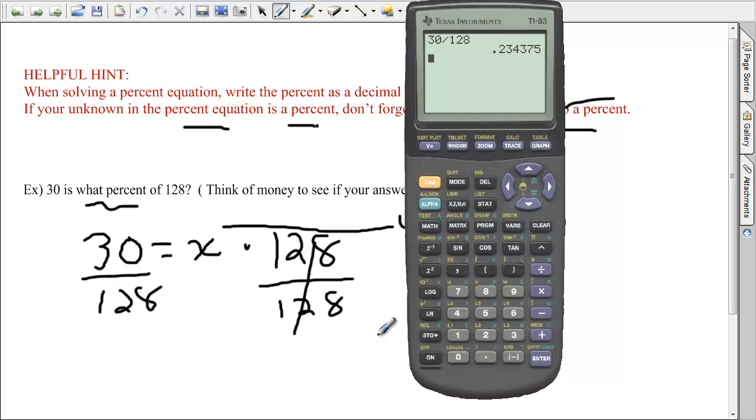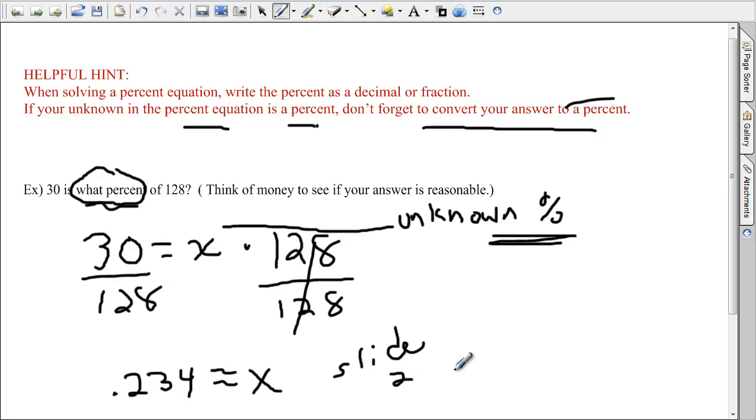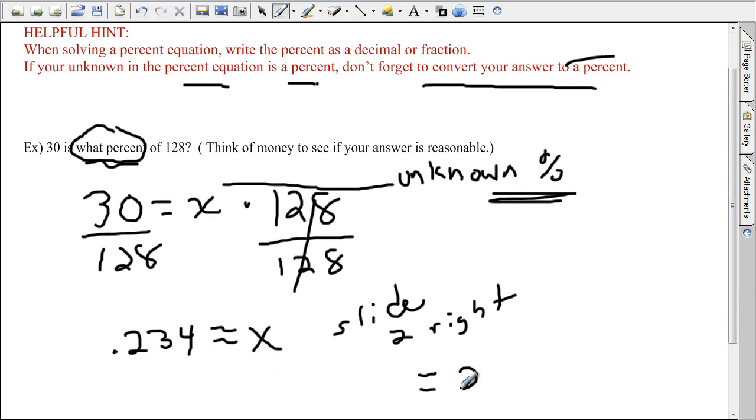You have about 0.234, and that's rounded, of course. So 0.234 is approximately x. But again, our final answer, we were looking for a percent. So you have to remember to convert your decimal back to percent. Big note to self, slide 2 units right. Remember how to convert from decimal to percent. So then that means that we're looking at approximately 23.4%.